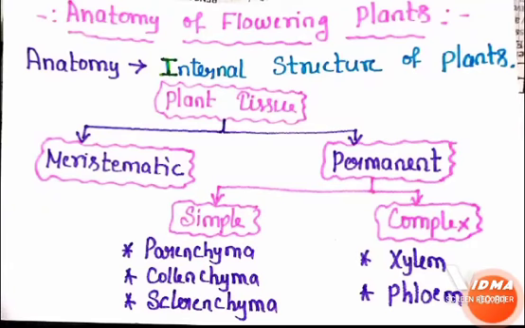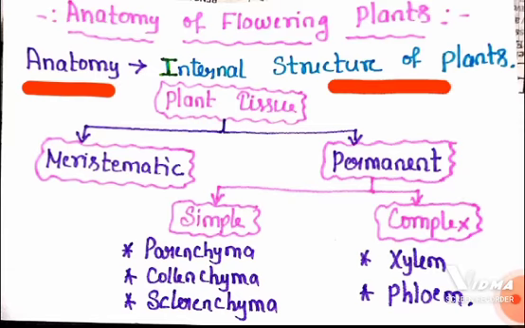Anatomy of flowering plants is one of the important chapters in CBSE 11th biology, and some points of this chapter are important for the coming NEET exam. First of all, anatomy means the study of the internal structure of the plant.